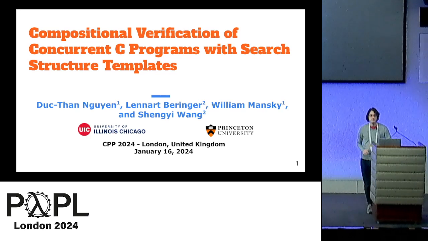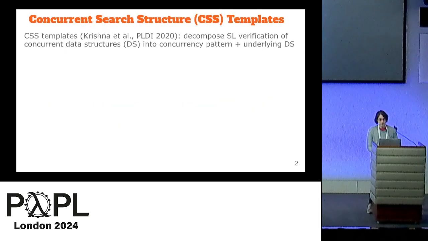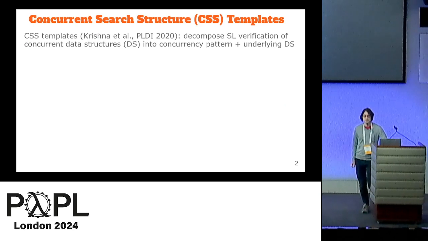The work I'm going to present today grew out of a collaboration between UIC and Princeton on verifying the data structures that are used to implement single-node databases. And in the process, we came across this work by Krishna et al. on concurrent search structure templates.